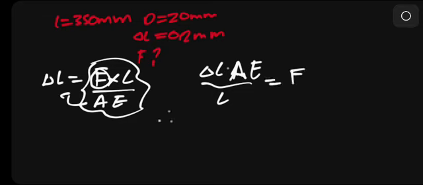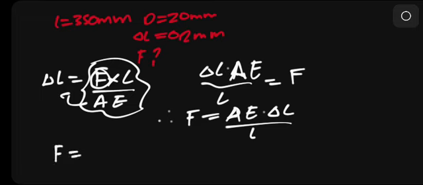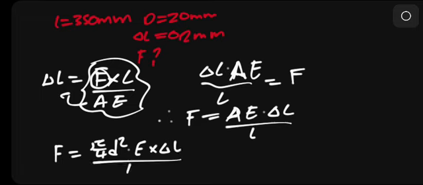So therefore, the formula for calculating force will be area multiplied by Young's modulus, multiplied by the change in length, divided by the original length. The area, guys, is given by pi over 4 d squared, multiplied by E, multiplied by the change in length, divided by the original length.